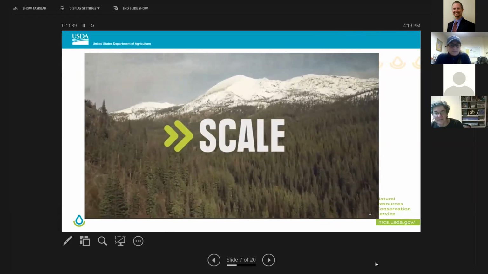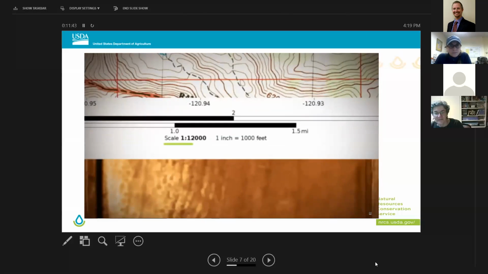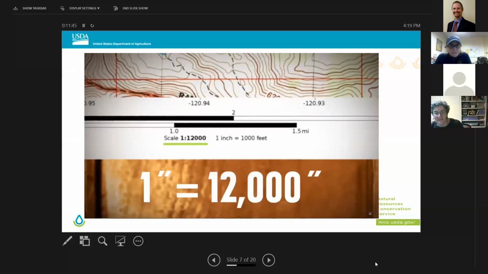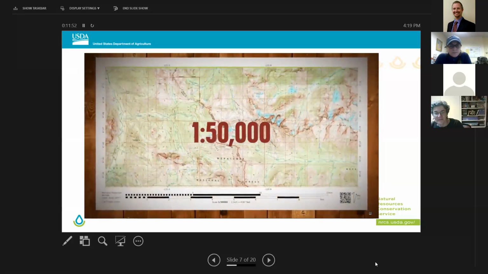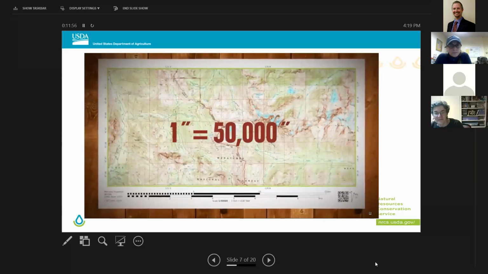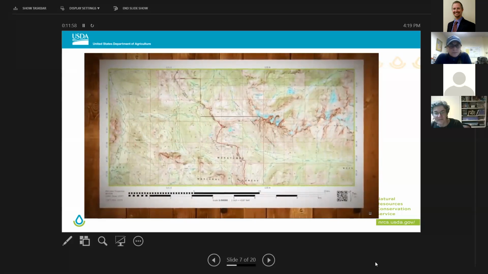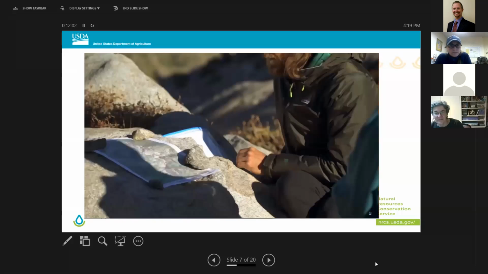Scale refers to the relative distance of the map. For instance, this map scale is 1 to 12,000. That means that 1 inch on the map represents 12,000 inches in reality. Another map of the same region is 1 to 50,000 and covers a larger area, but in less detail. The important thing is that the map with a smaller scale will show a smaller area, but with more detail.